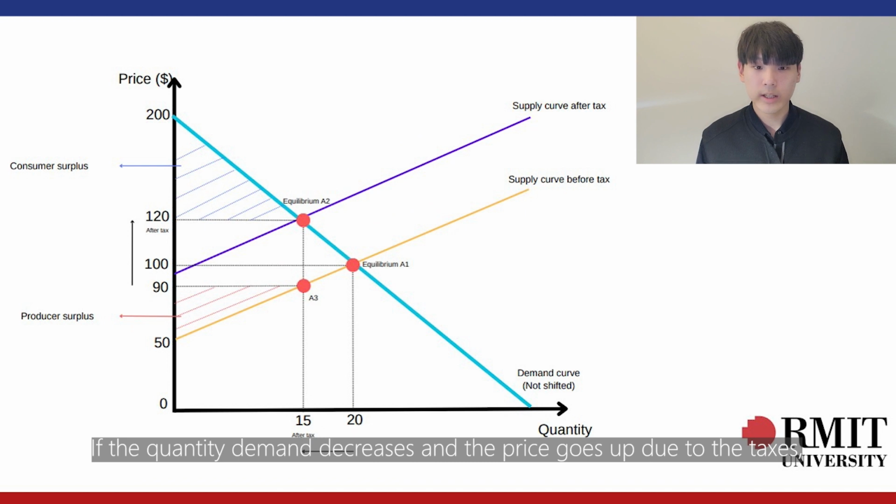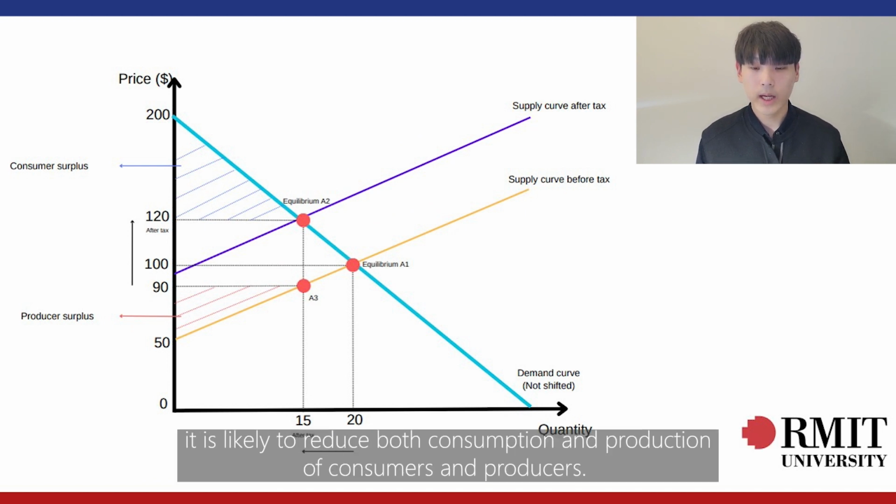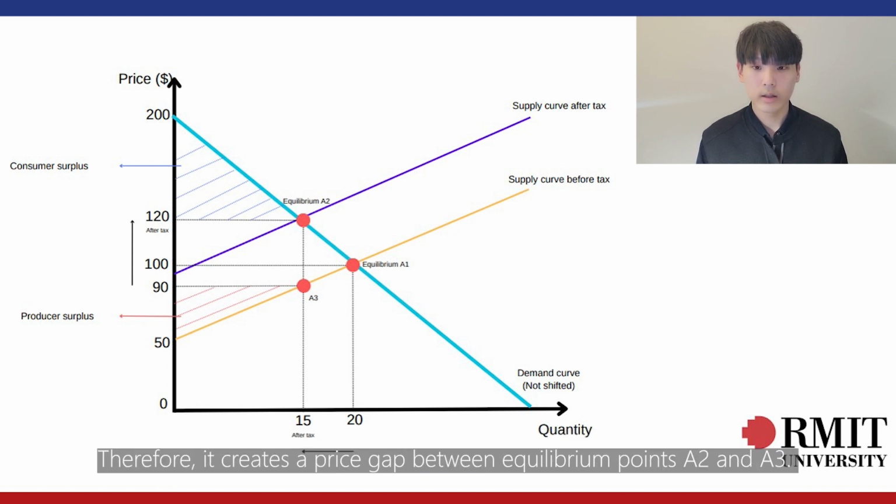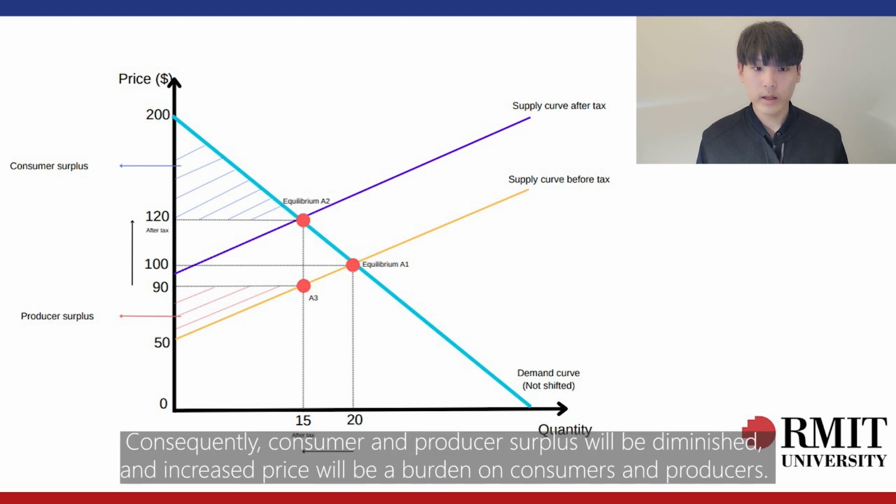If the quantity demanded decreases and the price goes up due to the taxes, it is likely to reduce both consumption and production of consumers and producers. Therefore, it creates a price gap between equilibrium points A2 and A3. Consequently, consumer and producer surplus will be diminished, and the increased price will be a burden on consumers and producers.